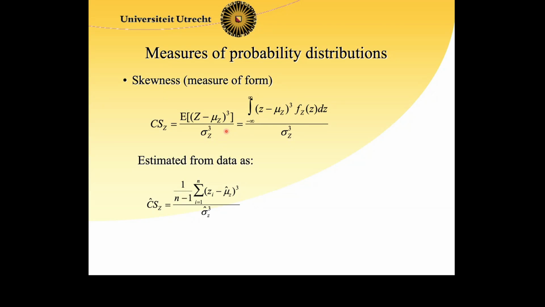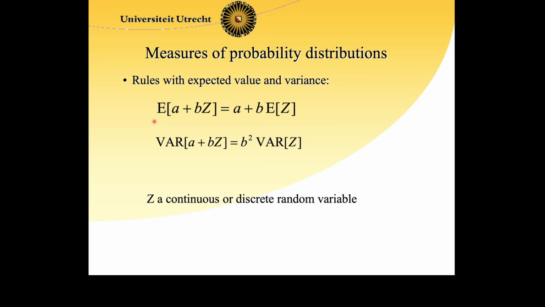Some rules that are handy to know. If A and B are deterministic constants, then the expected value of A plus B times Z is the same as A plus B times the expected value of Z. So any deterministic variable can be taken out of the expected value operator.